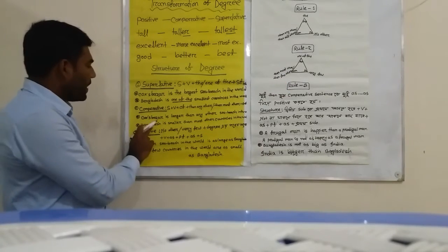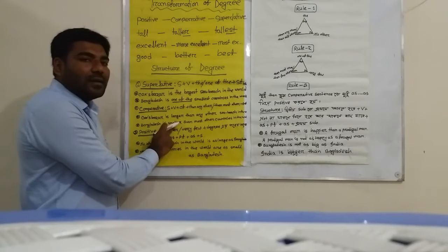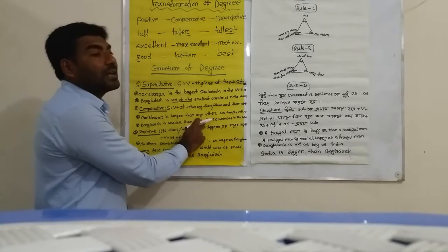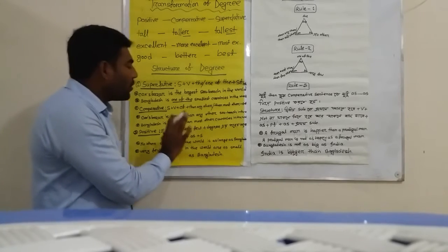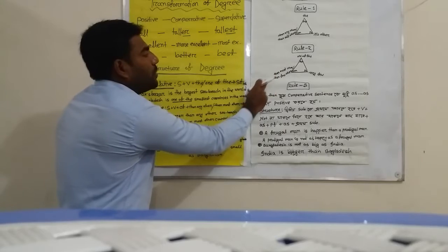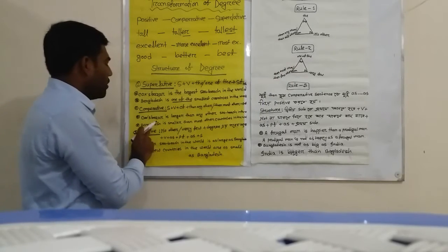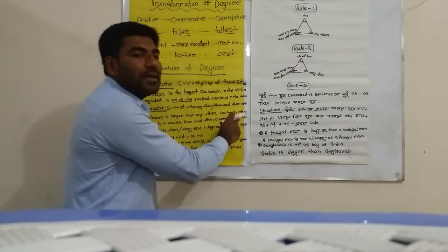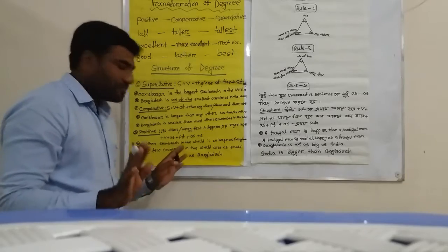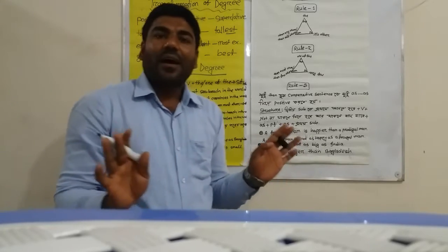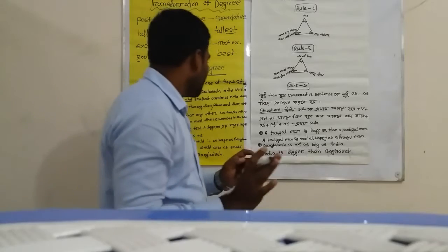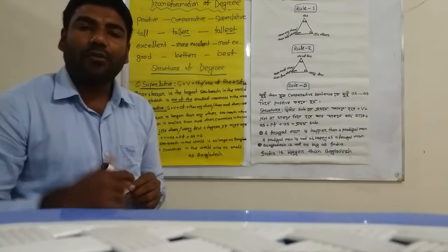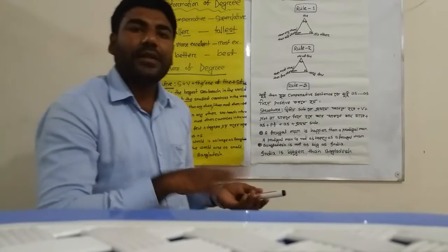Look at the example. Bangladesh is smaller than most other, not than any other, because it comes from rule 2. We have to use than most other. So Bangladesh is smaller than most other countries in the world. Okay, I think you have understood. If you cannot understand, please tell me. I will repeat. At the end of my class, I will repeat the rules.